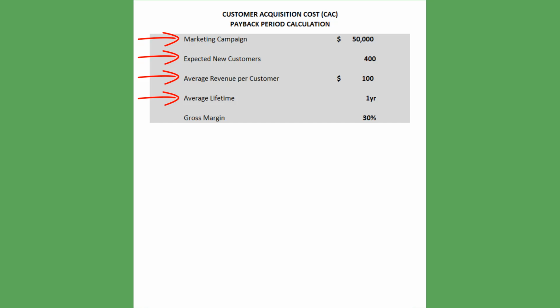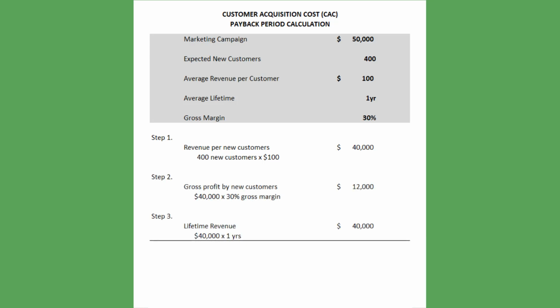So again, to do the calculation, first we need to know what the CAC payback period is. So first, what's the CAC? In this case, it's the $50,000 for the marketing campaign. Then we need to calculate the revenue per the customer. So in this case, we know that there's $100 per customer, and we know there's 400 expected new customers. However, the lifetime for this particular situation is only 1 year. So obviously, as we go through and do the calculation, first we need to know what the revenue is going to be. So we take the $100 per customer, times it by the 400 new customers, and in this case we get 40,000.